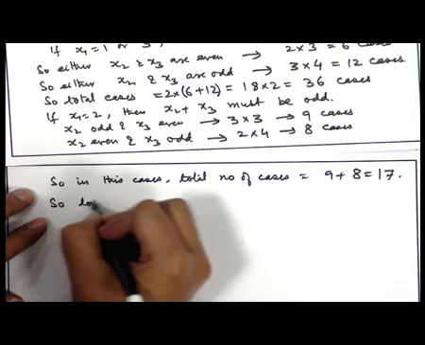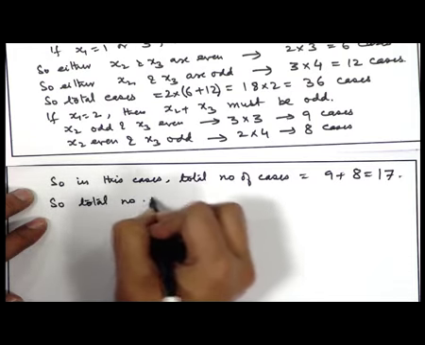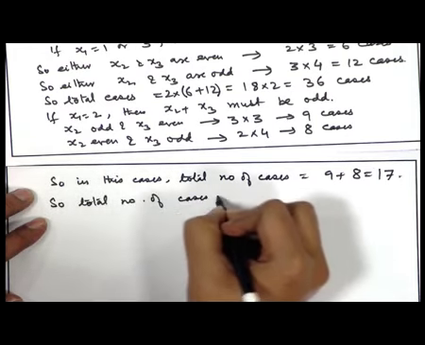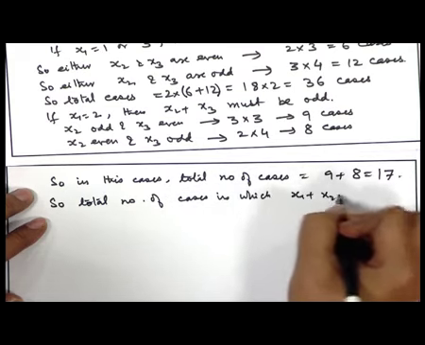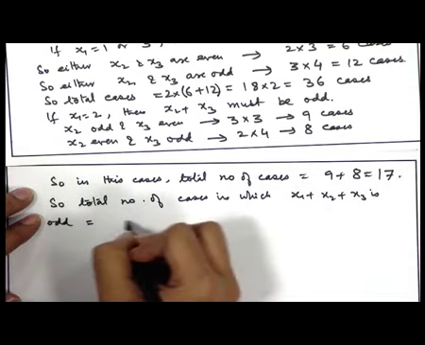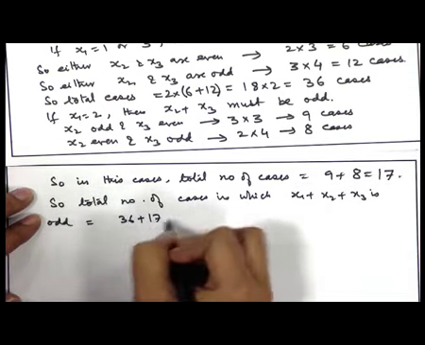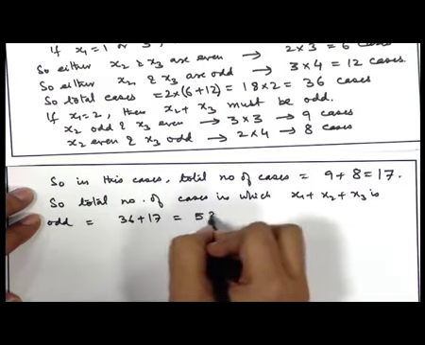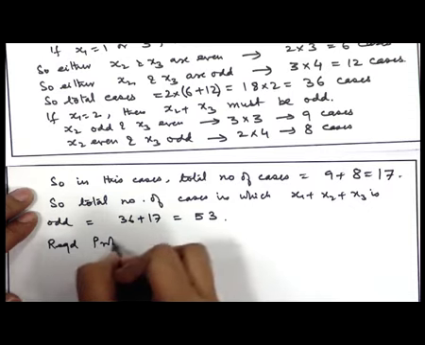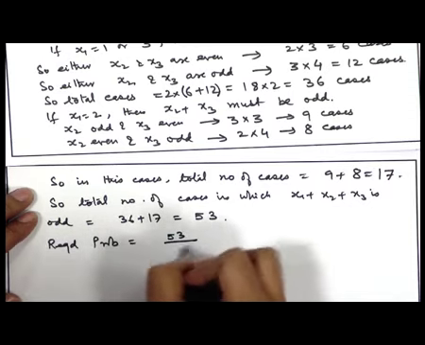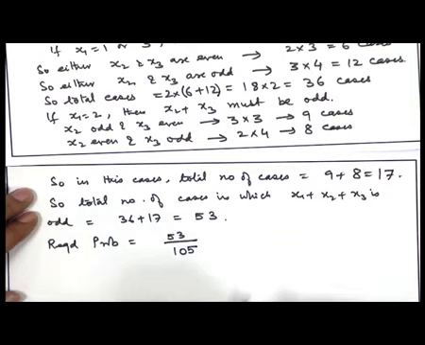So, total number of cases in which x1 plus x2 plus x3 is odd is equal to 36 plus 17 that is equal to 53. So, the probability is 53 divided by 105.